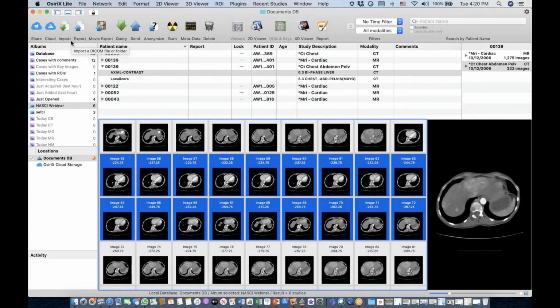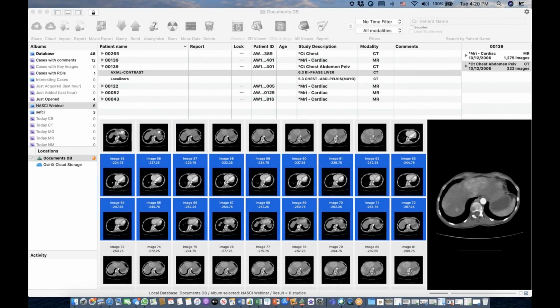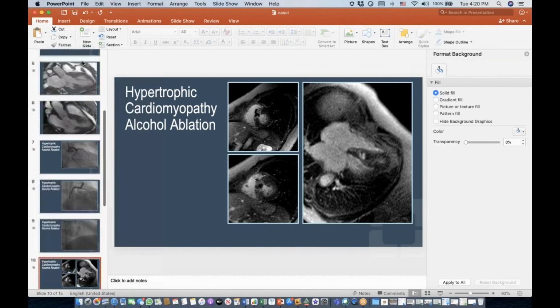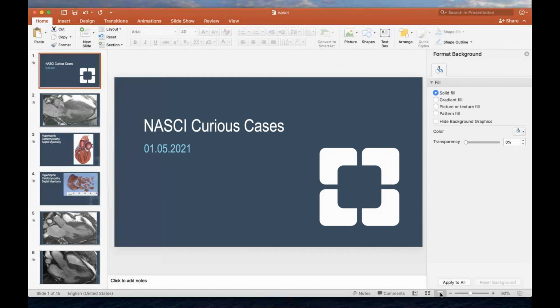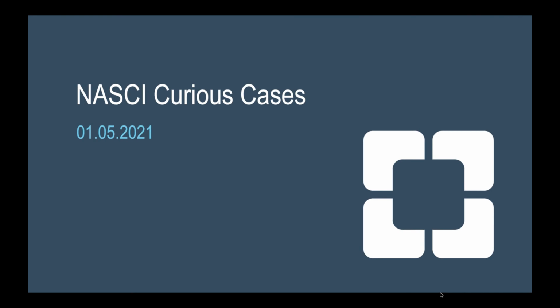All right, so those are the cases that I had in DICOM format. Then I put together just some selected images from a couple of other cases. Let me put this in play mode. All right, here we go.